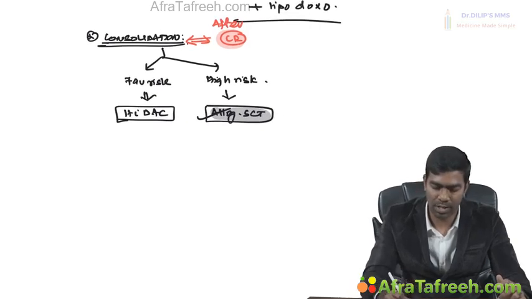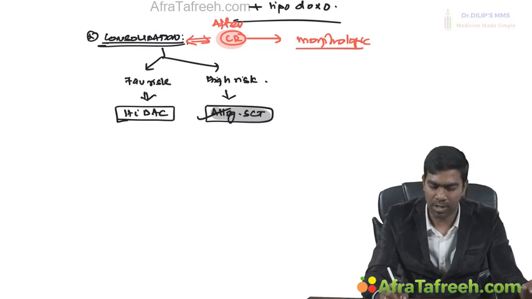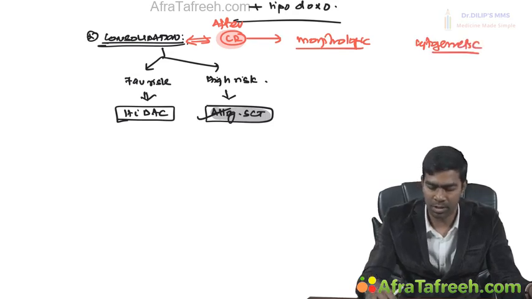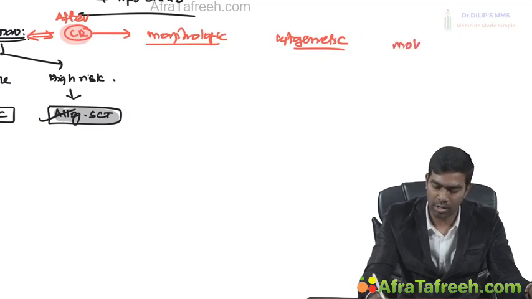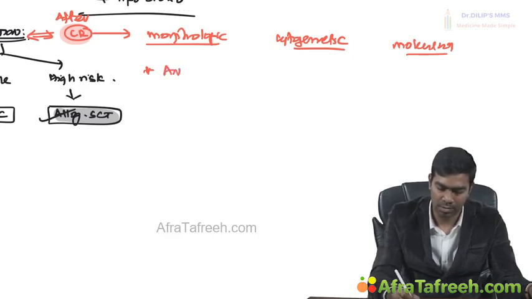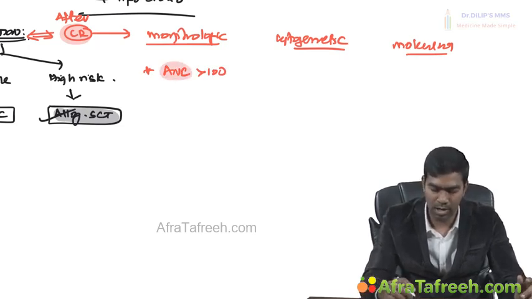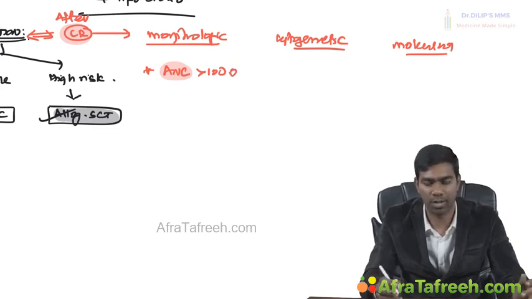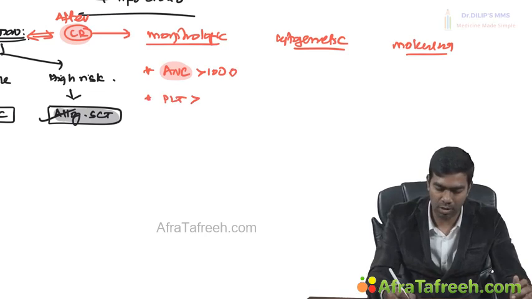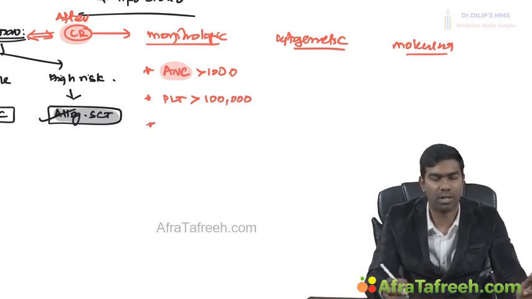So what are the definitions of complete remission? You have morphological definitions of complete remission, then cytogenetic definitions, then molecular definitions. What is the morphological definition? If you have an absolute neutrophil count of more than 1000, then it goes towards a morphological complete remission. Then you have a platelet count of more than 1 lakh. That is again an example of a morphological complete remission.